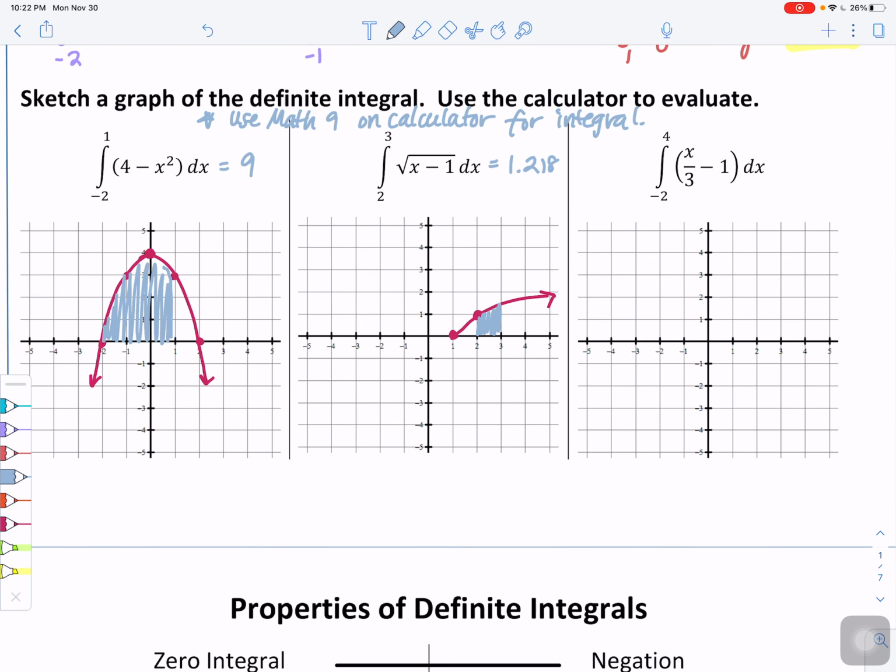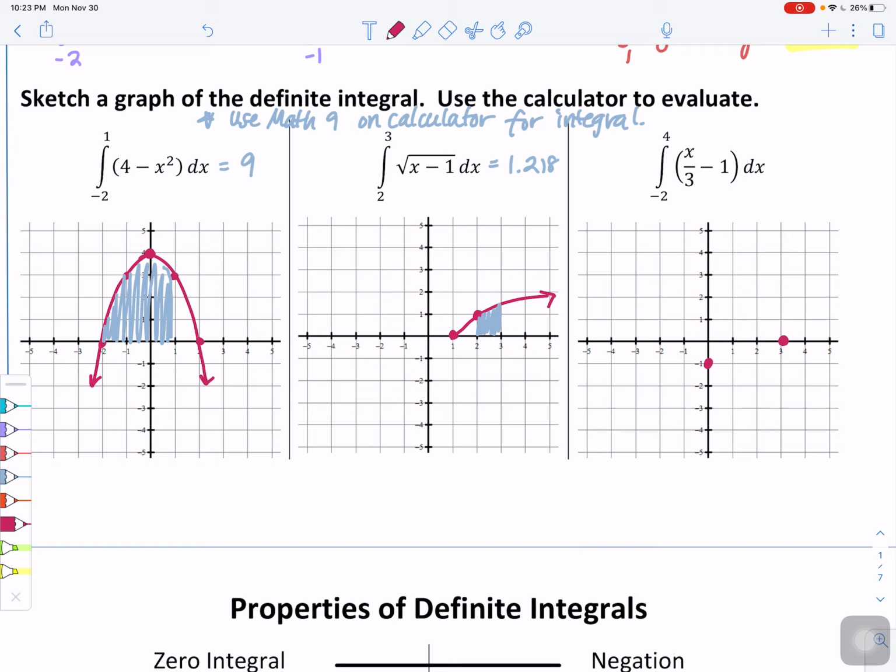This is actually 1/3 x minus 1. So it is a slope with a positive 1/3 slope that hits the x-axis at 3, because 3 over 3 minus 1 would be 0. So this hits the x-axis at 3; when x is 3, y is 0. And how about when x is 0, y is -1? Well, we're pretty good because that's all we need to write the equation of a line.